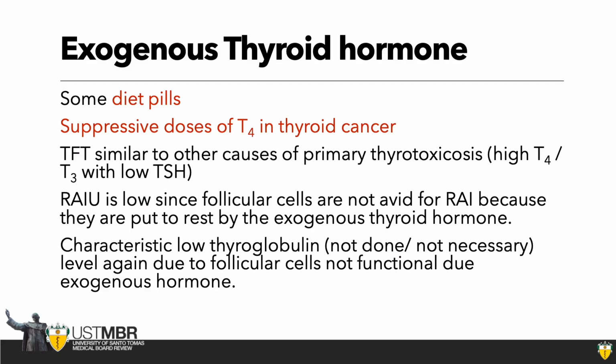Next, exogenous thyroid hormone. It is present in some diet pills. Sometimes it's pharmacologically intentional, to make the patient's TSH go down because the patient has papillary or follicular cancer. Papillary cancers are TSH dependent, so we intentionally want the TSH to be on the low side, so we give the patient more than the usual thyroid hormone. So it could be intentional.